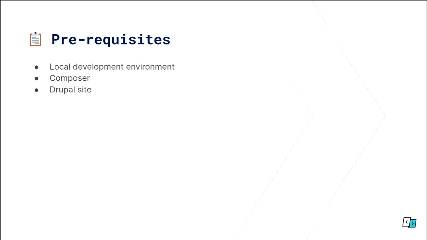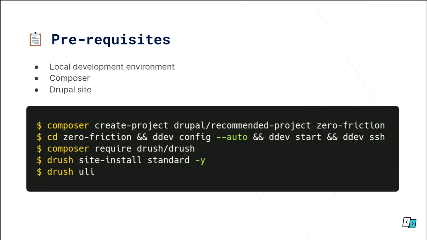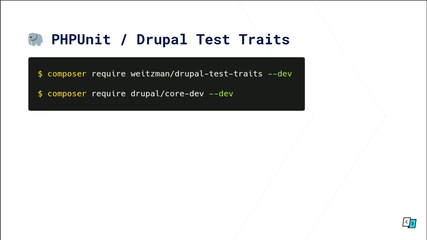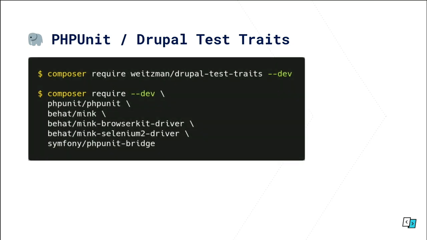If you're looking at this later and you don't have a Drupal site you want to use, you can follow these commands to get a recommended project. This is using DDEV, but you can use whatever else you'd like. And we're just running the Drush site install with the standard profile. So obviously you need the Drupal test traits package and you need core dev, or I guess you don't technically need core dev, but you need the packages that come with core dev. I'm not going to go into what they all do.